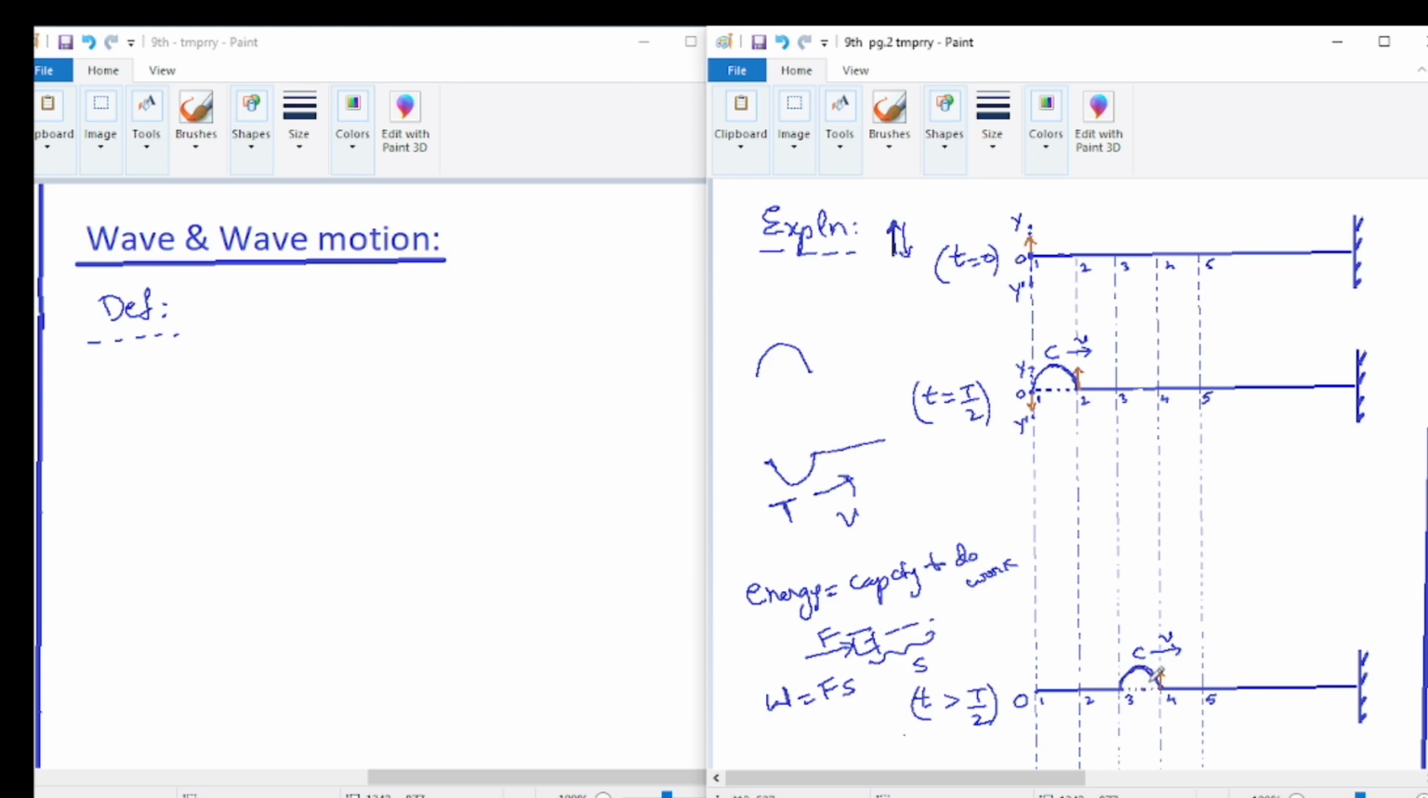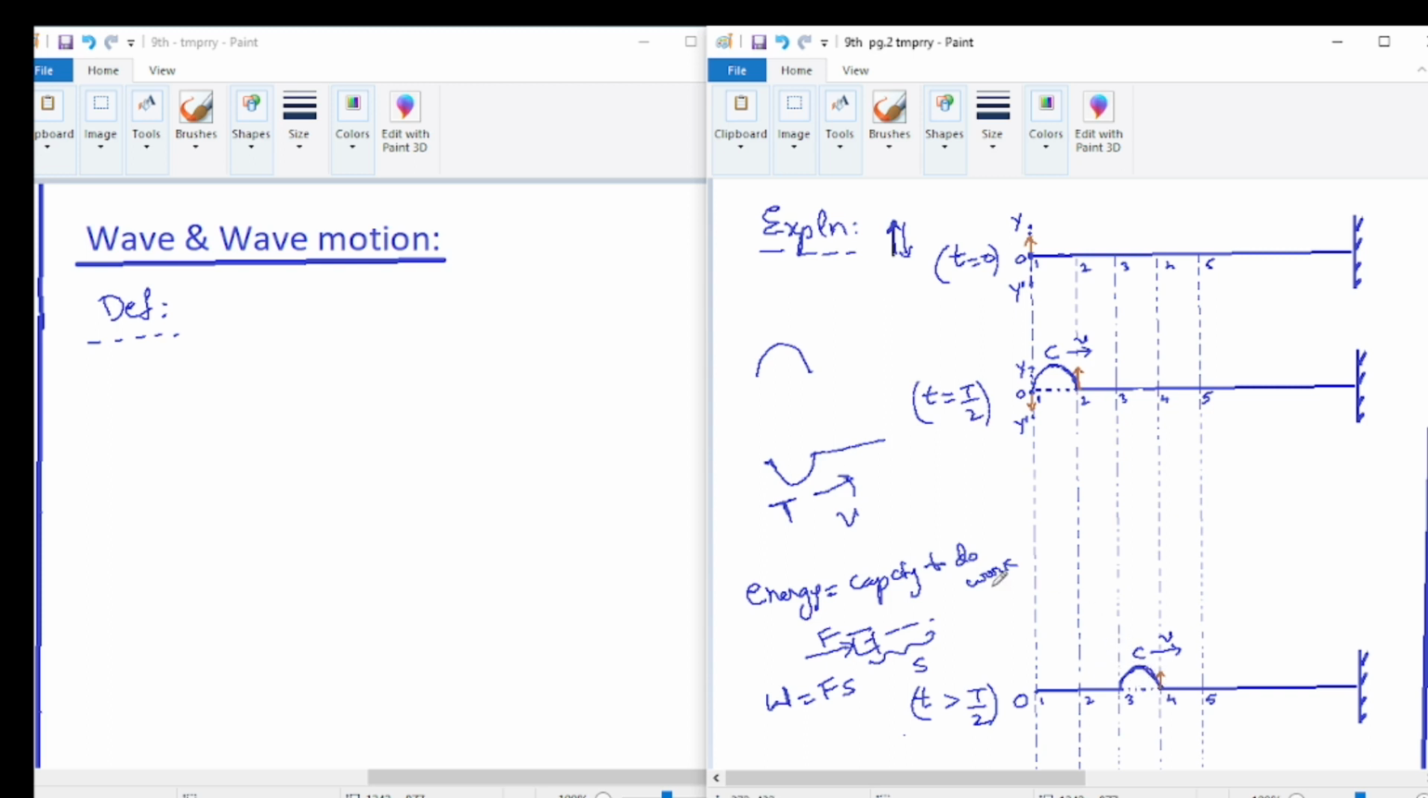So wave is nothing but what? It's a form of energy. But what is the importance of this form of energy? It is in the form of a disturbance which is created at a point in a medium and travels along the medium due to the vibrations of particles of the medium about their mean positions. Such a disturbance itself is called a wave, and as we can see, it has a capacity to work, so it's nothing but energy.